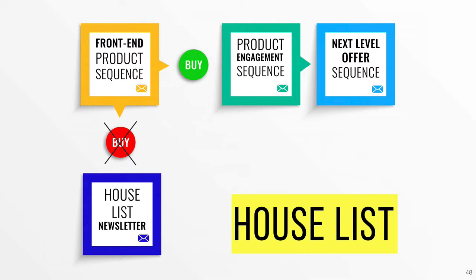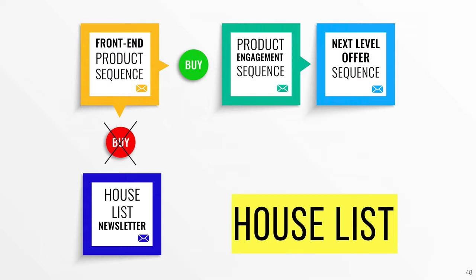What you also can do with the house list is invite them to join one of your sequences or take them through a launch campaign. It's probably going to be your biggest email list. And your job is to get people from your house list onto a sequence or through a campaign to then become a customer. So that's just the conclusion.